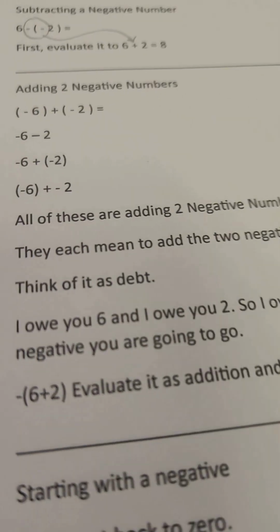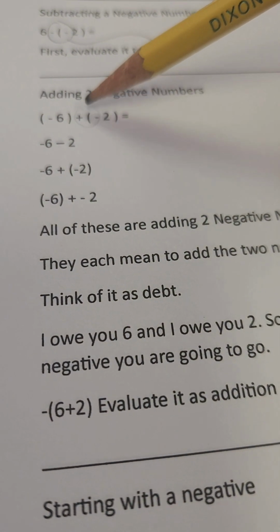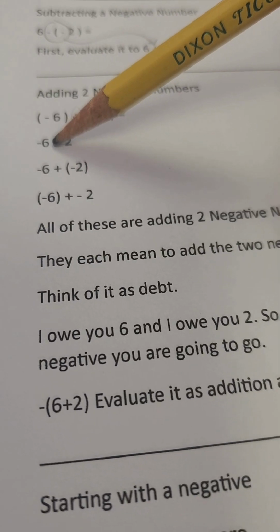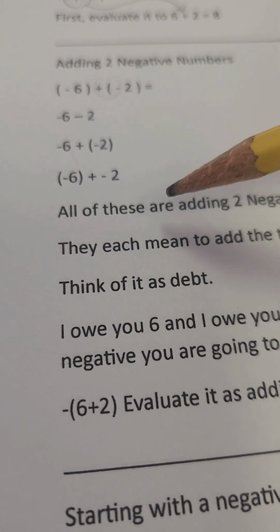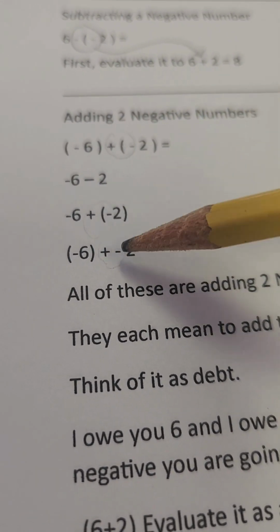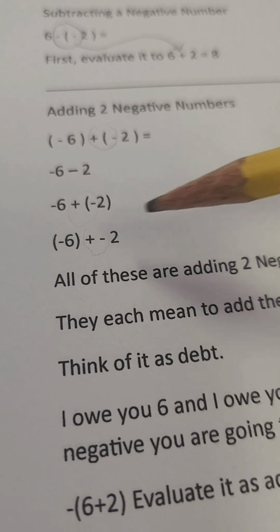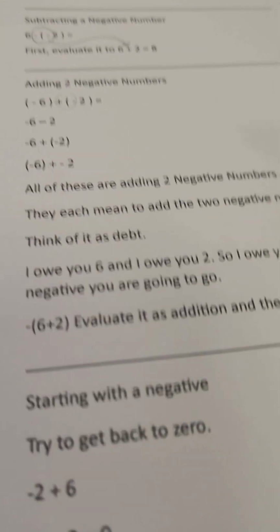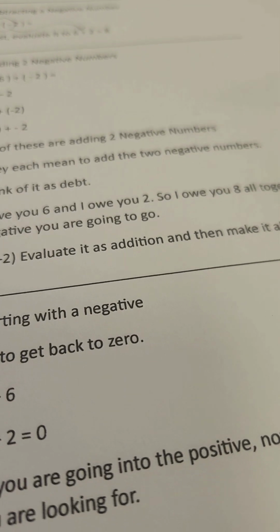Adding two negatives. This can look like this, and I have these two polarities here, so this would be minus, so this would be this. Okay, this one I have two polarities here, this would be minus. And this is also two polarities. It can look like any of these, but they each mean to add two negative numbers.